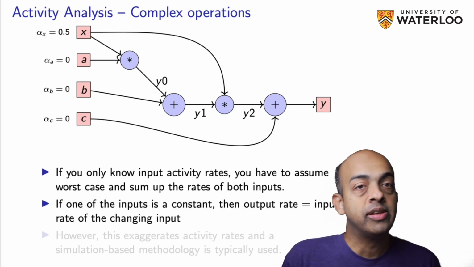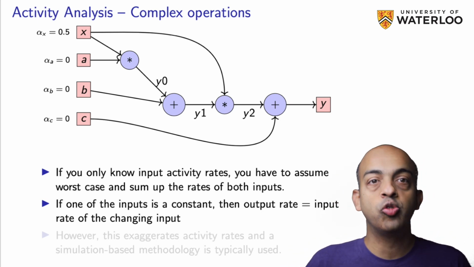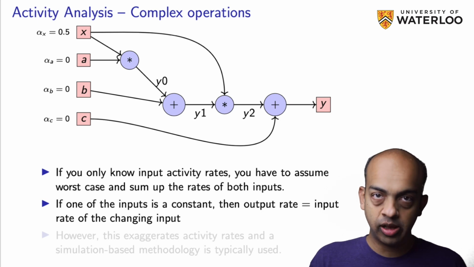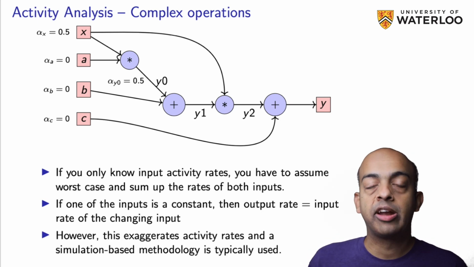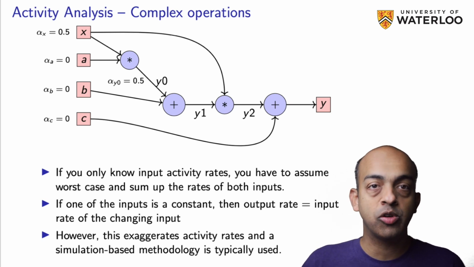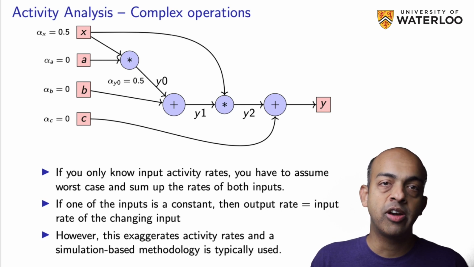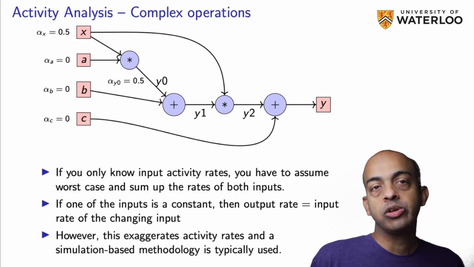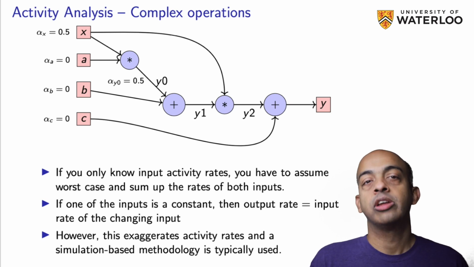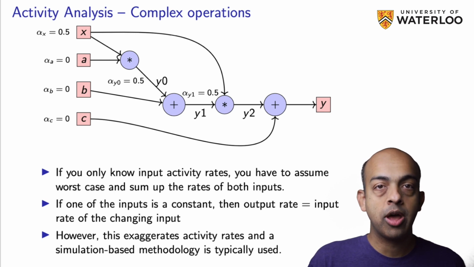Let's assume that A, B, C are constants. So alpha A, alpha B, alpha C is 0. Let's assume that X is changing once every 2 cycles. And let's do a step-by-step propagation of activity, right? So the first thing we can prove is, the output of the multiplier will have an activity factor of 0.5, which is the sum of the activities of the inputs. The reason we do a sum is because either change can cause an output change. And we can propagate it one more time.